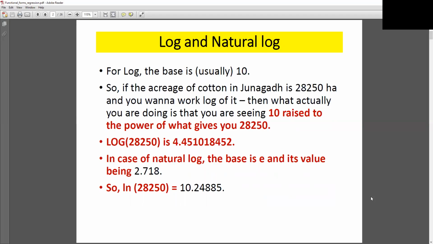Both are different. For log, if I say log of any value, then what we're actually doing is we are keeping the base as 10.